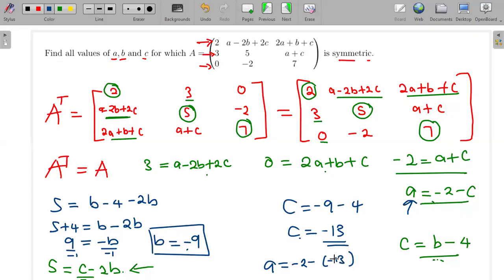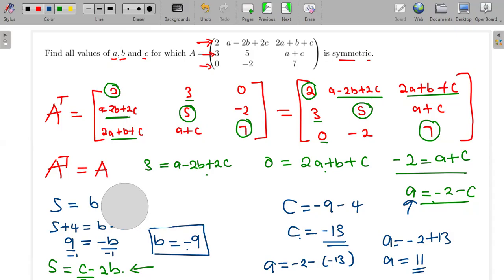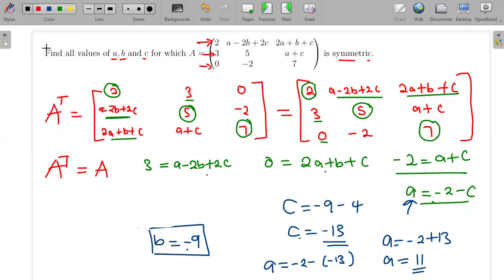So be careful with the signs there. Okay, so some of you end up just putting 13. You have to put minus 13 there. So this will be, okay, let me create some space there. So that will be a is equal to minus 2 plus 13, which will just give me a is equal to what? 11. Okay, so a is equal to 11, b is equal to minus 9, c is equal to minus 13. Okay, so we can write those answers somewhere here. So we can say our a, 11, b, minus 9, and then c is going to be equal to minus 13. Okay, so those are the answers there.